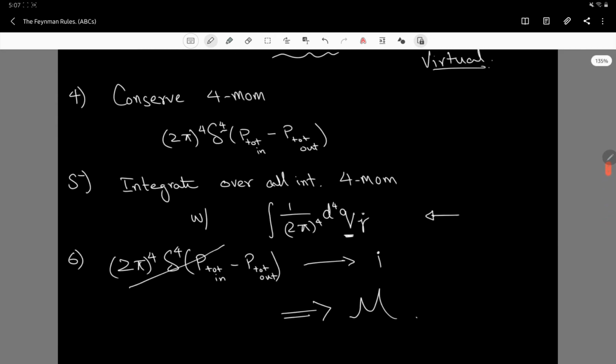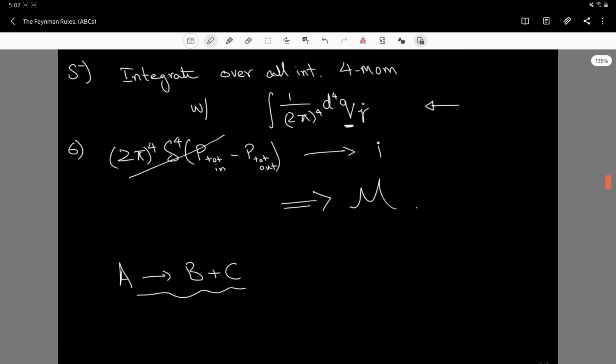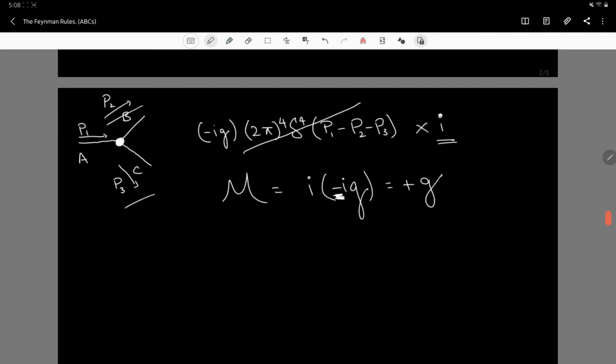Perfect. Now, rule number 5 is that you integrate over all the internal 4-momentum, but we know that for this specific diagram there is no internal 4-momentum, so we can just completely ignore the integration. Now we move on to rule number 6, which is to get rid of this factor and replace it with iota. So you would have iota times negative iota g, and iota times iota is minus 1, and that minus 1 would get rid of this minus, so you get plus g. So the scattering amplitude for this tree level diagram is just g. And that's it. You're done for this specific diagram, right? You have computed the scattering matrix, or the scattering amplitude.